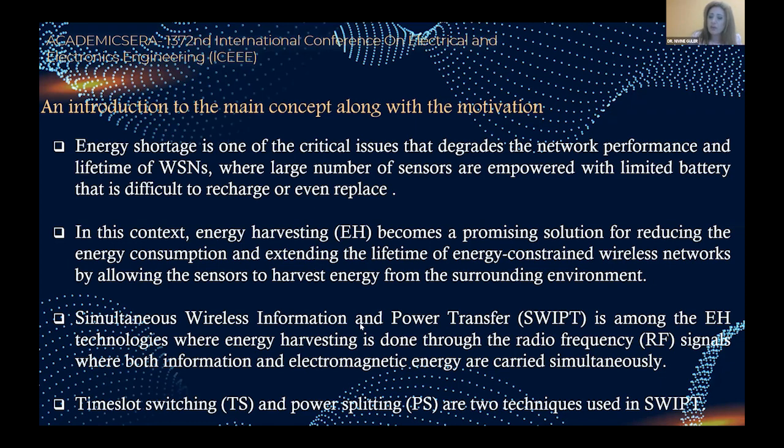Simultaneous wireless information and power transfer, SWIPT, is among the energy harvesting technologies where energy harvesting is done through the radio frequency signal, where both information and electromagnetic energy are carried simultaneously. Time slot switching, TS, and power splitting, PS, are two techniques used in SWIPT.